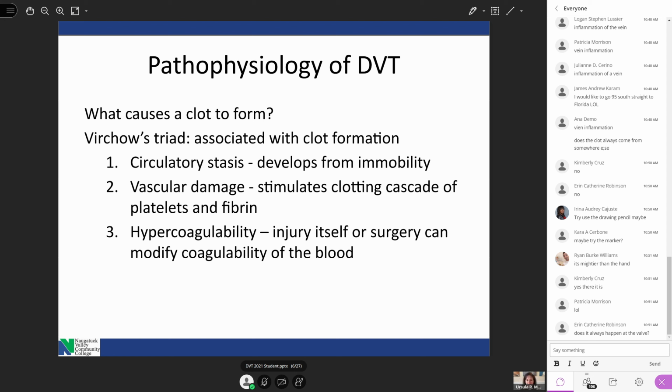So what causes a clot to form? Someone called Virchow created a triad, three things that he came up with that are associated with clot formation. The first one is circulatory stasis. What does that mean? That's developed from immobility. This can happen for someone who sits all day long.